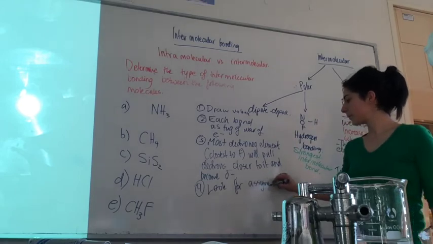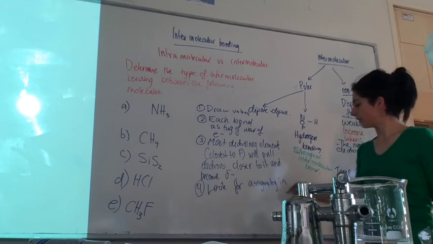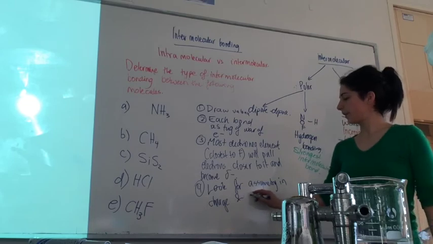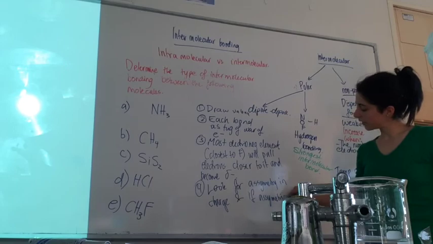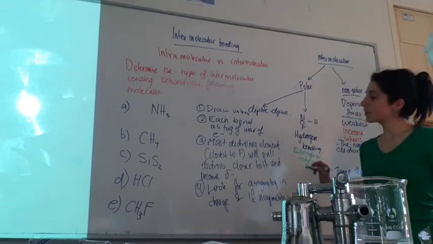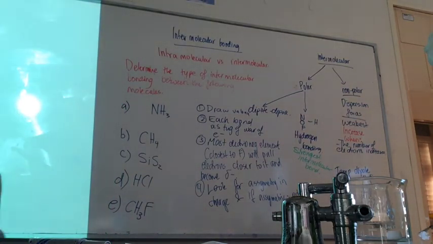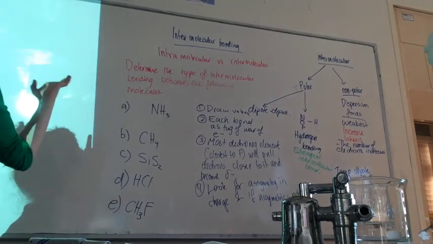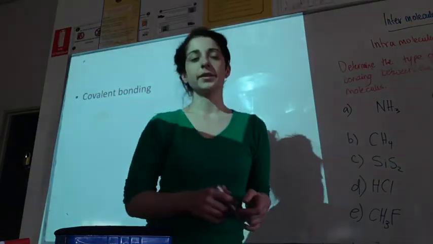Okay, finally, then we look for asymmetry in charge, and if asymmetric equals polar. Once you've found if something's polar, it's very easy after that. Because if it's non-polar, it'll be dispersion. If it's polar, it doesn't have an N or F bonded to a H. Like, they're the rules. So the hardest part is determining whether or not something's polar.